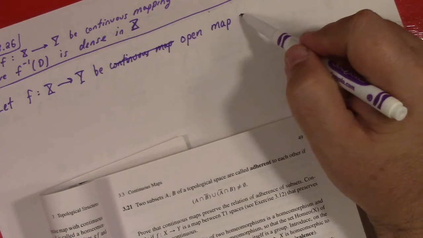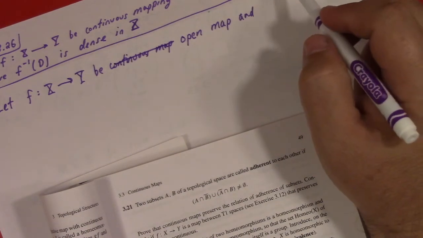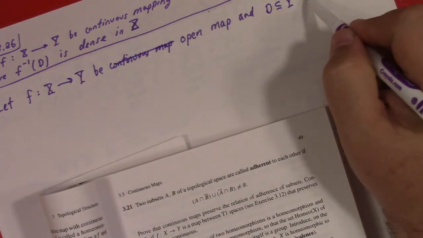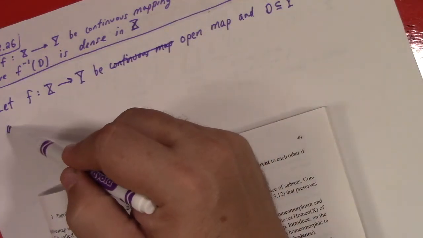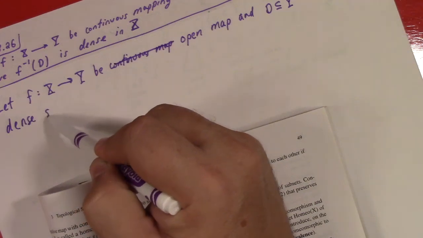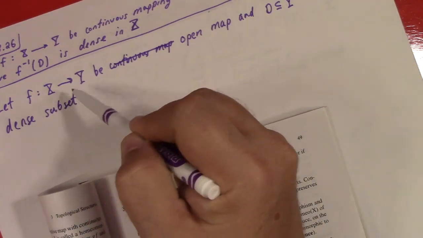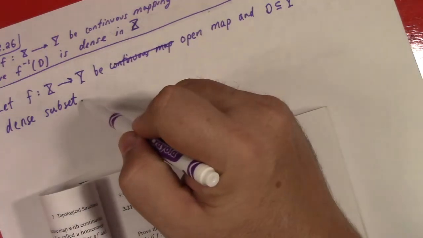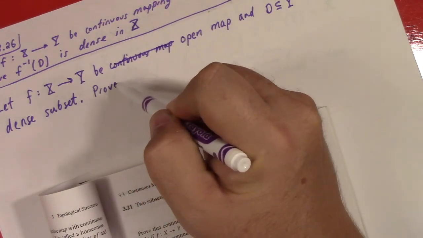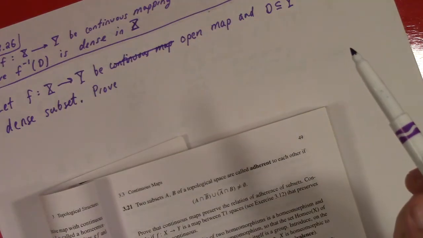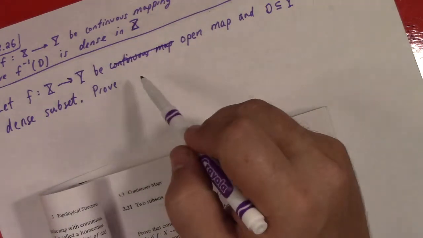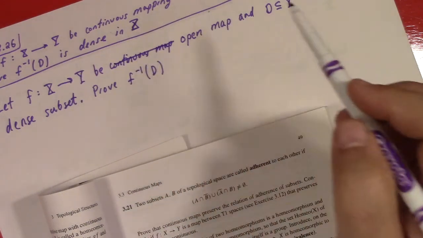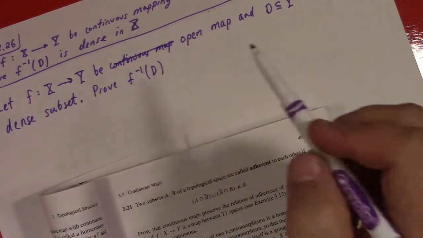And D a subset of Y, a dense subset. Dense subset. And then it says prove that f inverse of D is dense in X.